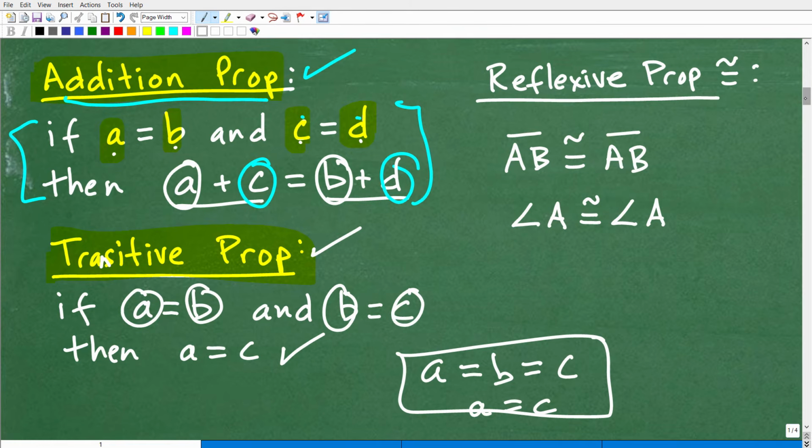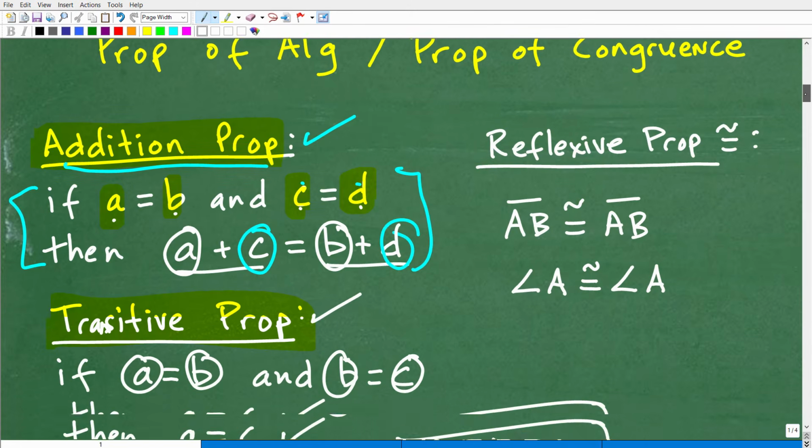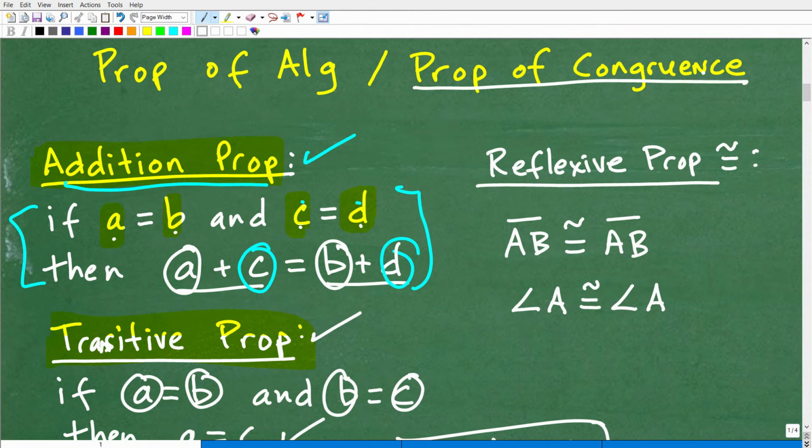Now, let's go over here and take a look at congruence. There's also properties of congruence. Now, properties of algebra, you're typically going to have an equal sign.